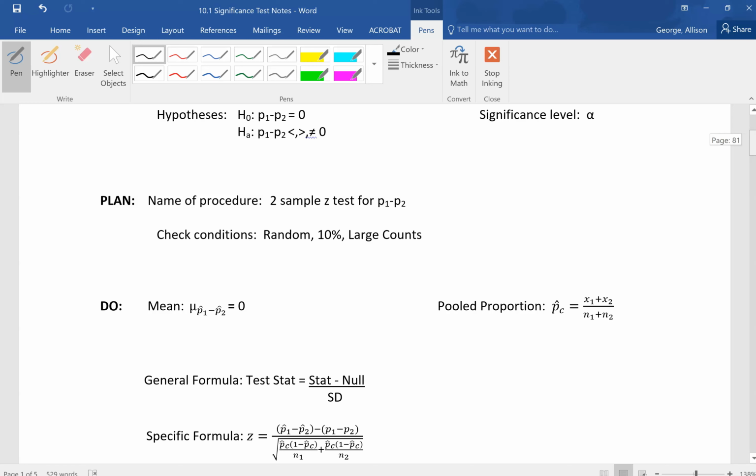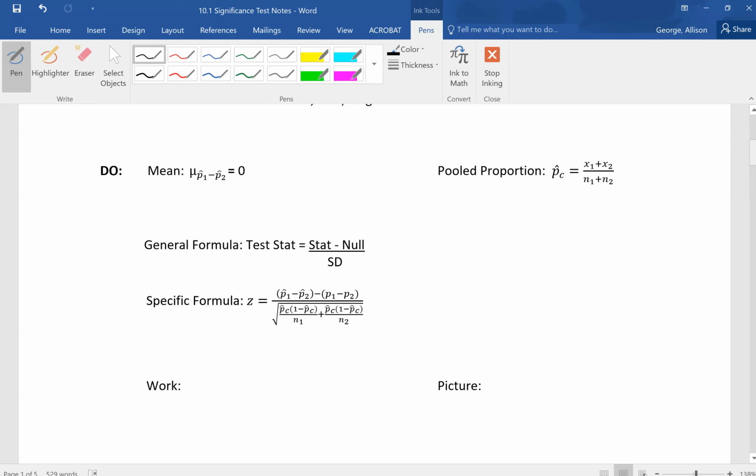So jumping to our formula, the statistic is P hat 1 minus P hat 2. That was the same as it was for a confidence interval. Our null is P1 minus P2. What looks different is the standard deviation down at the bottom: instead of P hat 1 times 1 minus P hat 1, now we've got P hat C times 1 minus P hat C. If you look at those two fractions, the only thing that's different is that it's N1 and N2 in the denominators. Otherwise, the numerators of those individual fractions under the radical are the same.